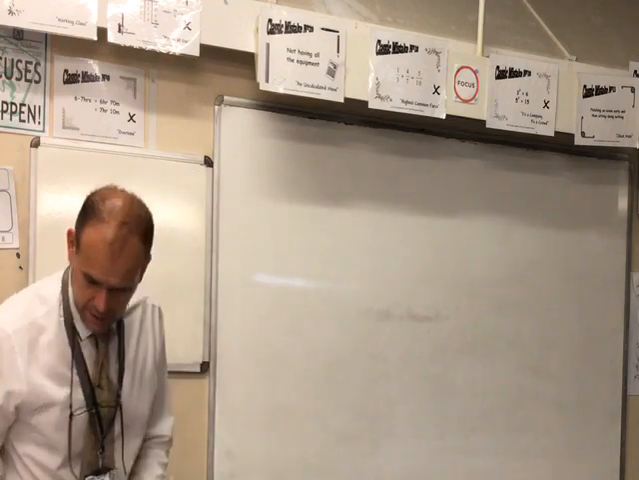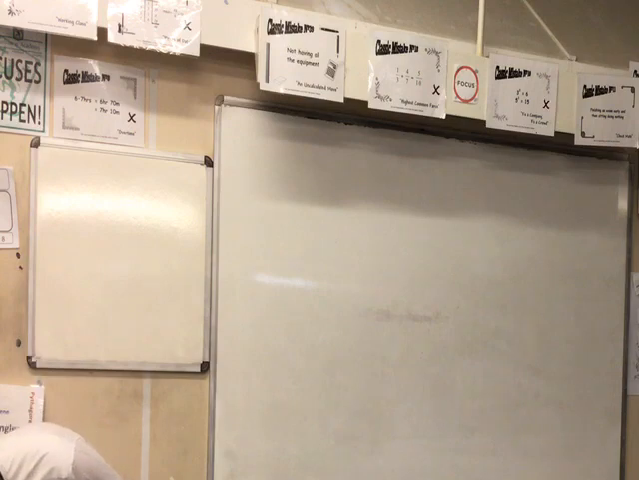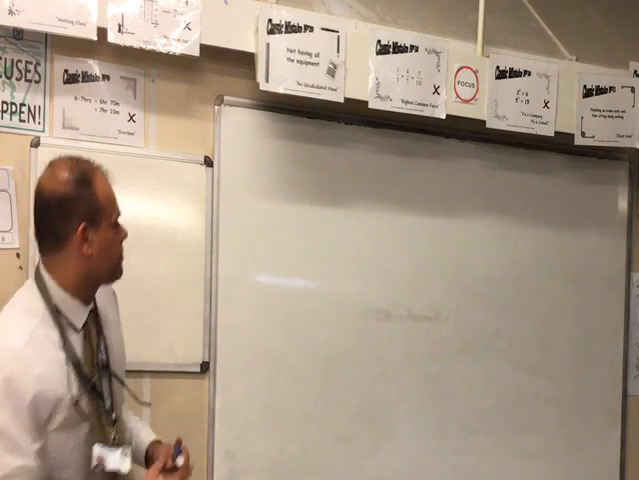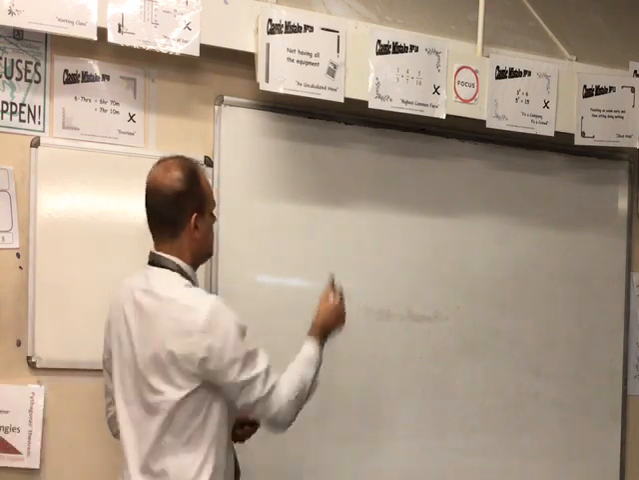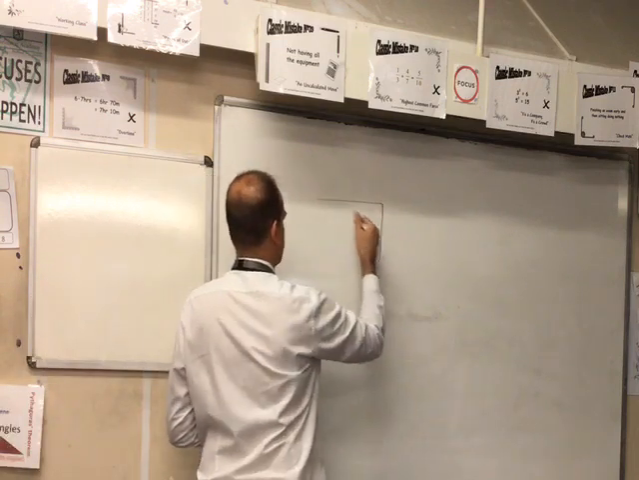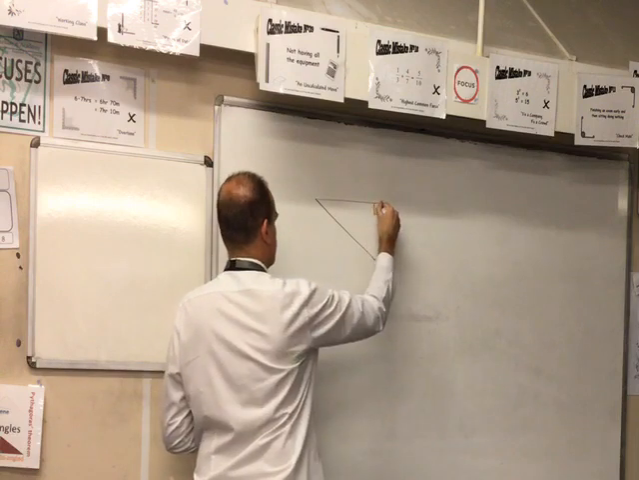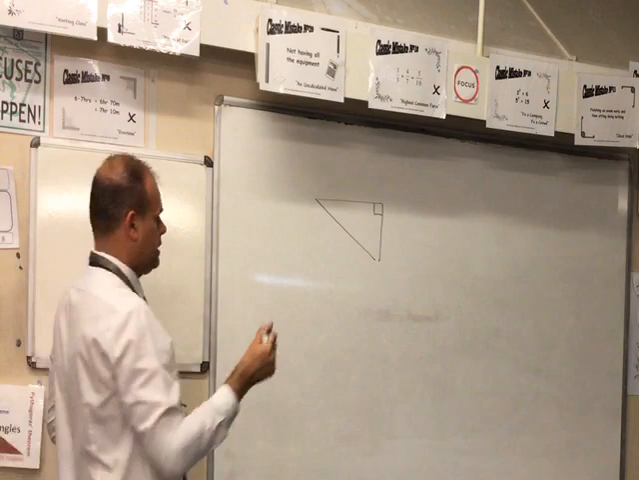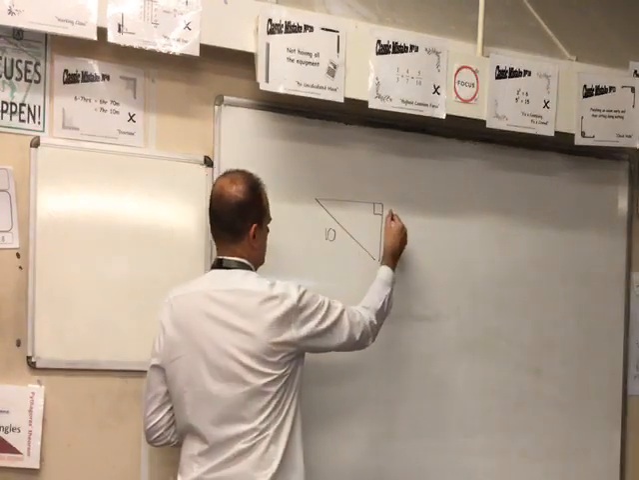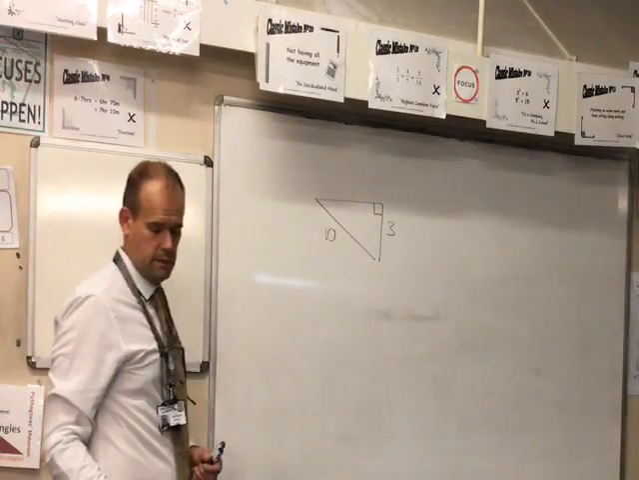Okay, second example. Let's look at a triangle. Right, so you've got that there. So that's 10 units. It could be centimetres or millimetres, as long as they're the same units. It doesn't matter as long as they're the same.